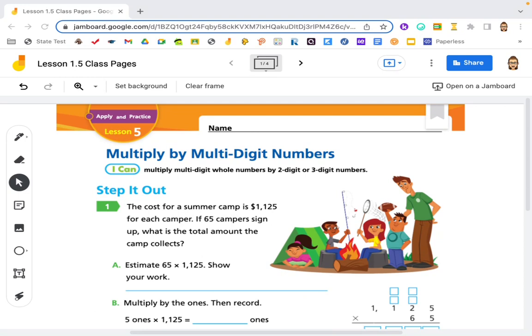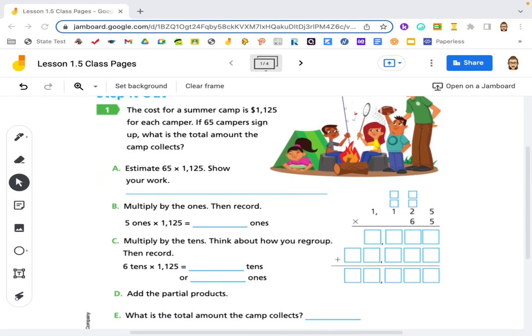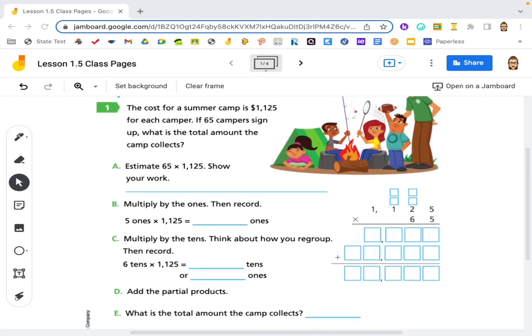Multi-digit numbers. Hopefully by the end of this lesson, you'll be able to multiply multi-digit whole numbers by 2-digit or 3-digit numbers. So if you look at this, step it out. It says, the cost for a summer camp is $1,125 for each camper. If 65 campers sign up, what is the total amount the camp collects?